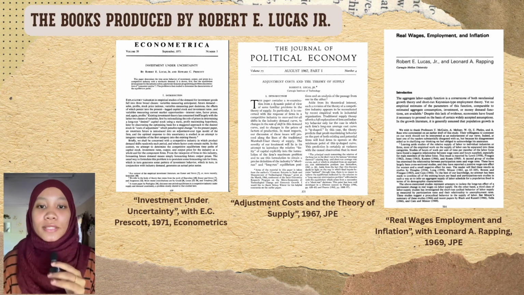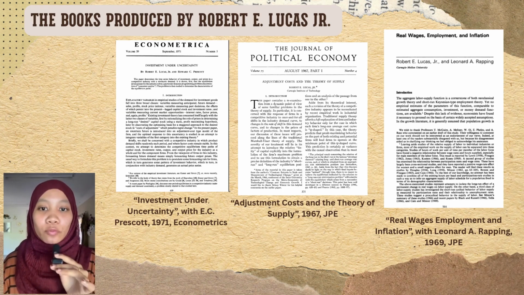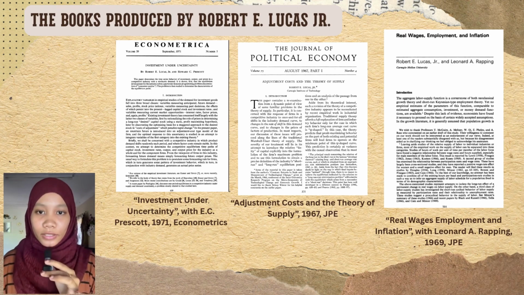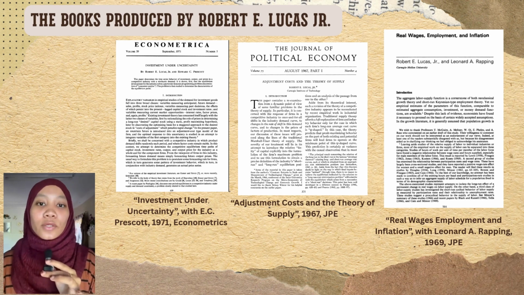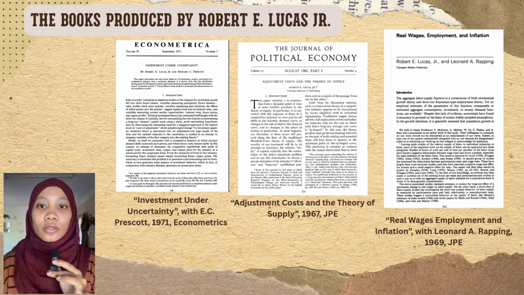Next, Robert E. Lucas Jr. is best known for his influential academic articles that show his groundbreaking work in macroeconomics. Here are several of them. First, Investment Under Uncertainty, 1971, published in Econometrica, volume 39. Second, Adjustment Costs and the Theory of Supply, 1967, published in the Journal of Political Economy, volume 75, and Real Wages, Employment and Inflation, 1969, published in the Journal of Political Economy, volume 77.